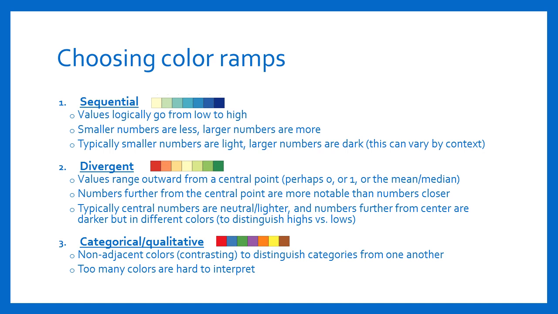This can also be useful if you're mapping a ratio measure, like a prevalence ratio or an odds ratio or a rate ratio, because it can distinguish between those that are below the null value of 1 and those that are above the null value of 1.